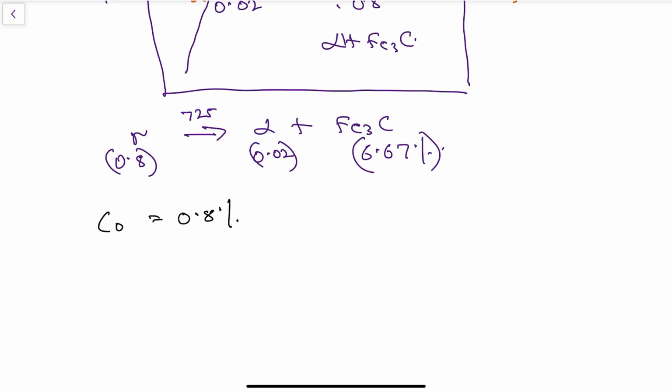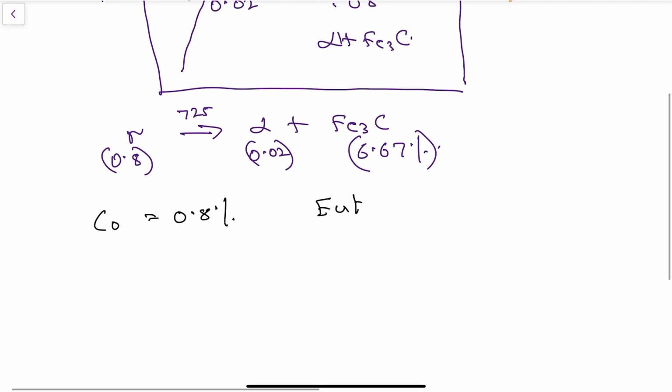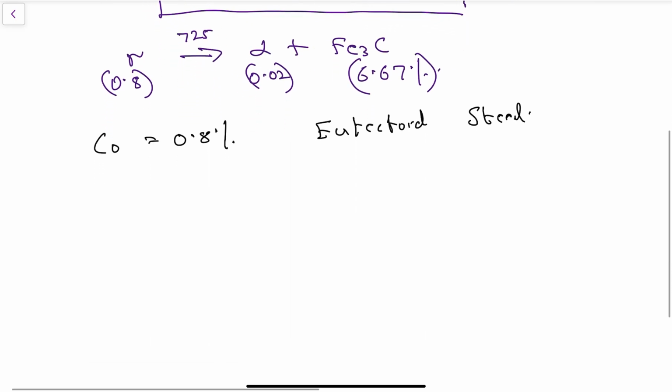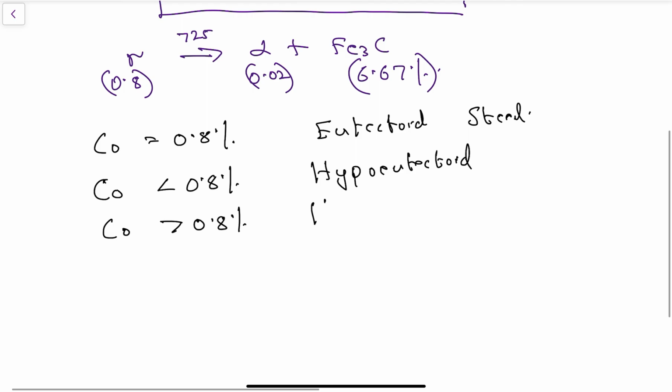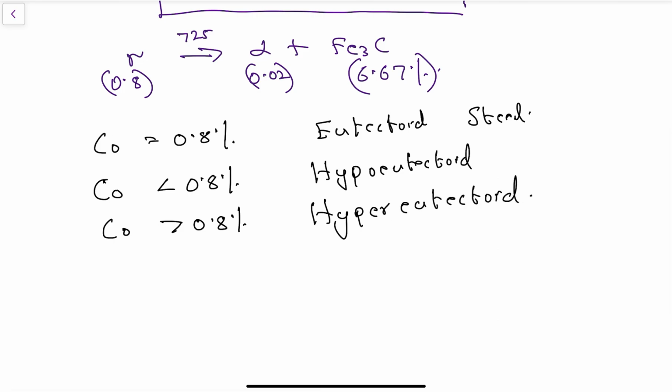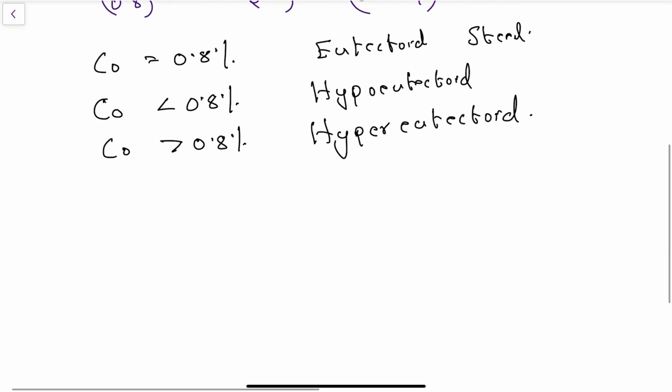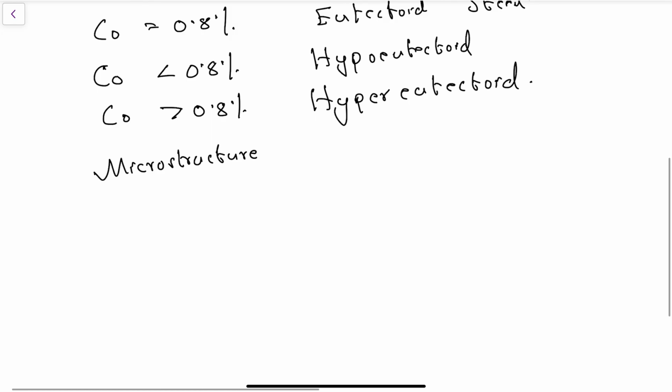So the steel with 0.8 percentage carbon is called eutectoid steel. If the composition is less than 0.8 percentage, we will call it hypoeutectoid steel. And if the composition is greater than 0.8 percentage, we will call it hypereutectoid steel. And this is the difference. So let us look at the microstructure evolution for a eutectoid steel.